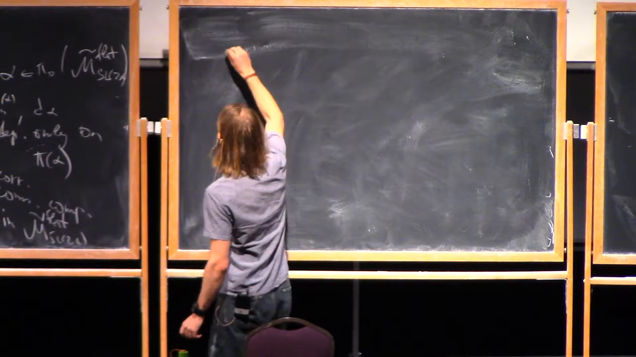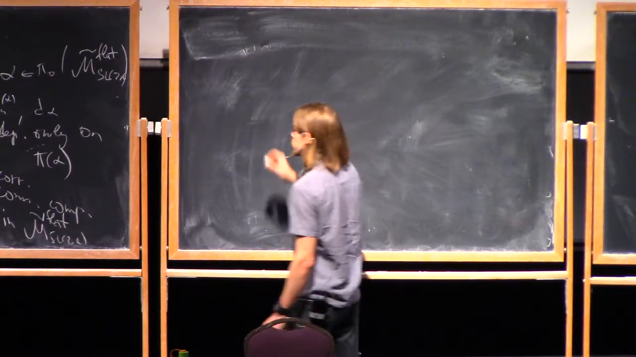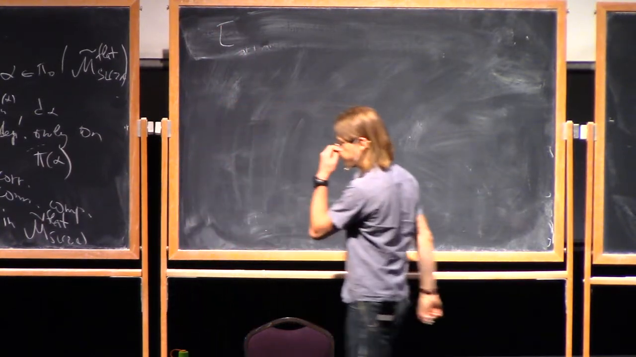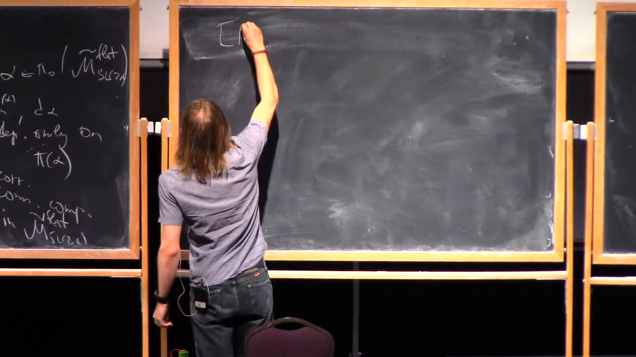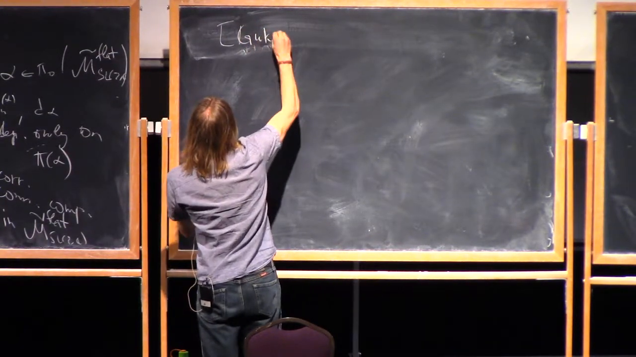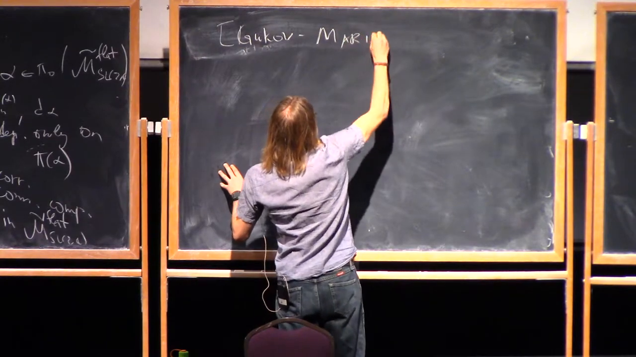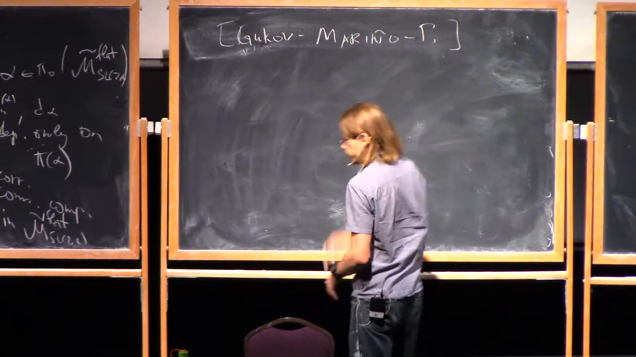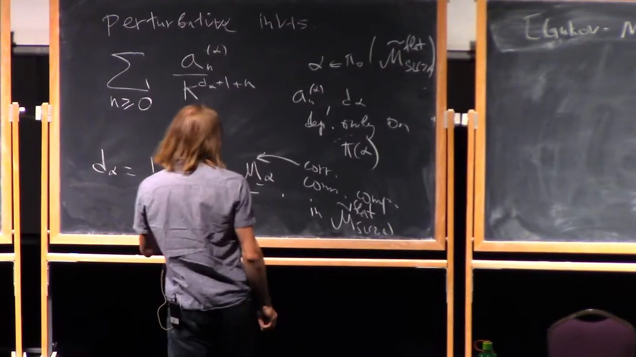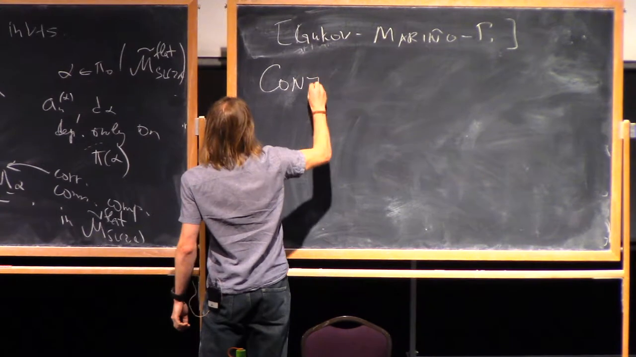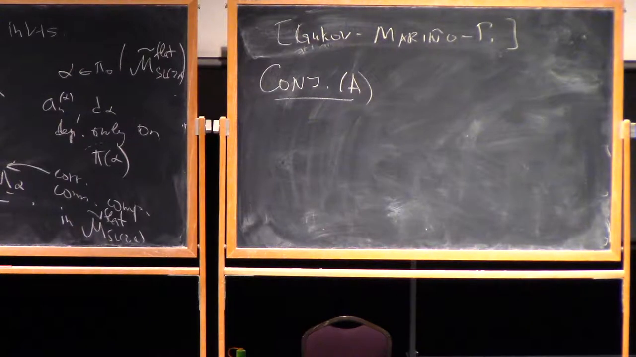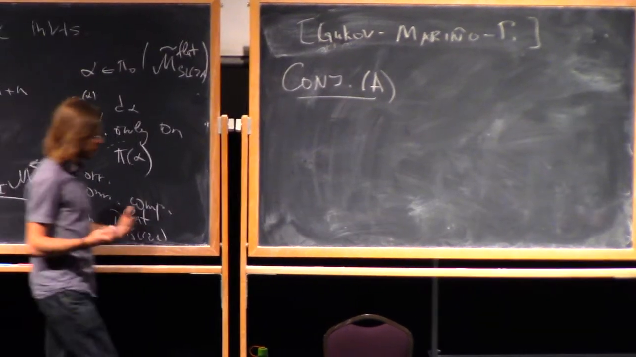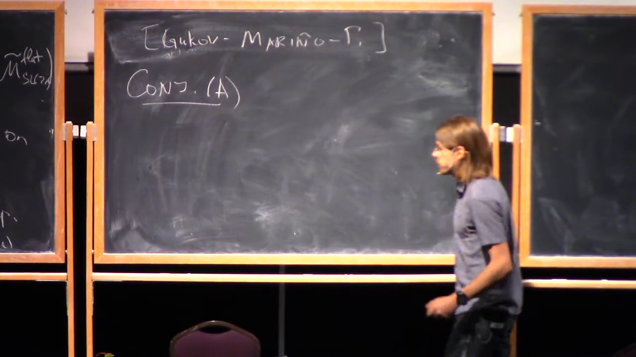So now I started to formulate some conjectures. Let me mention that the conjectures appeared, not very explicitly, in the work by Gukov, Marino, and myself, where we also explicitly check them for various examples. So first, conjecture A. Of course they are motivated by this relation of Chern-Simons theory to some sort of generalized Picard-Lefschetz theory proposed by Kontsevich and Witten.